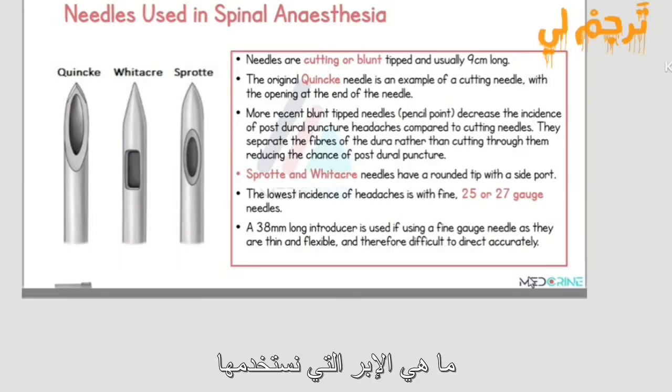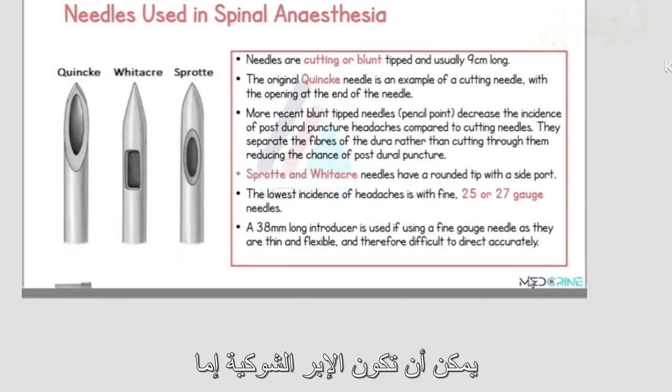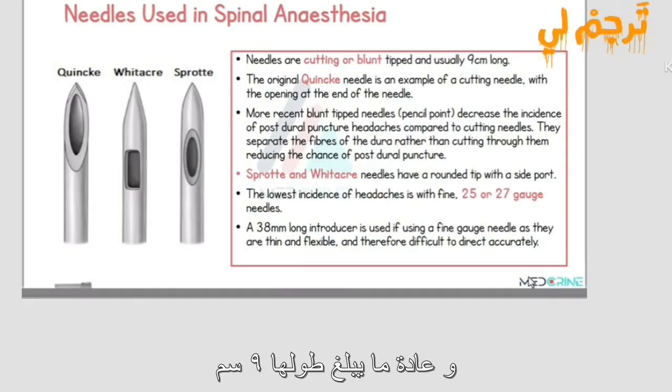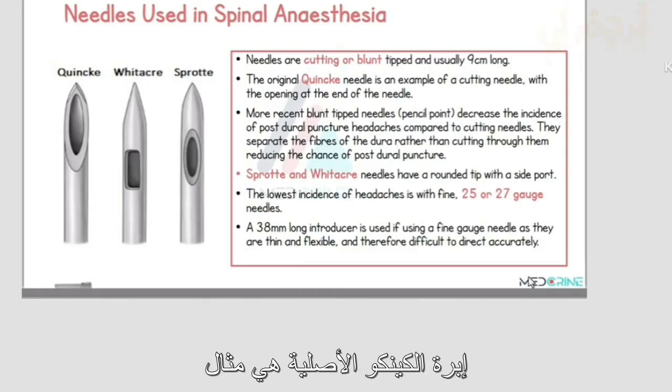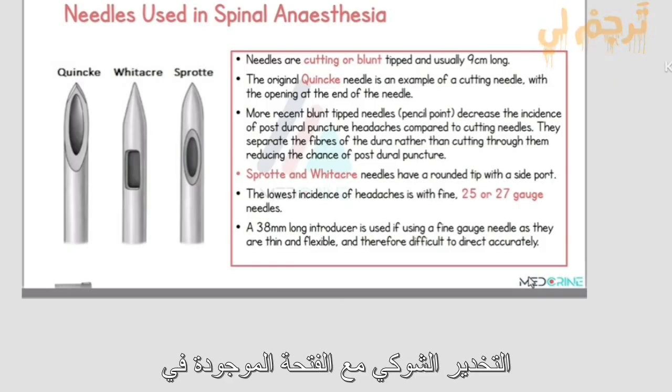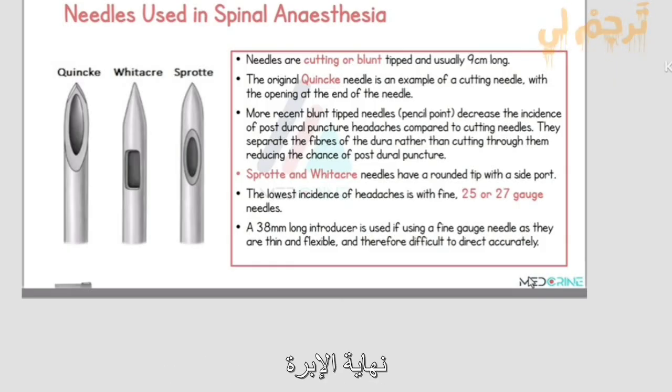What are the needles that we use in spinal anesthesia? Spinal needles can be either cutting or blunt tipped, and they're usually 9 centimeters long. The original Quincke needle is an example of a cutting needle that is used in spinal anesthesia, with the opening at the end of the needle.